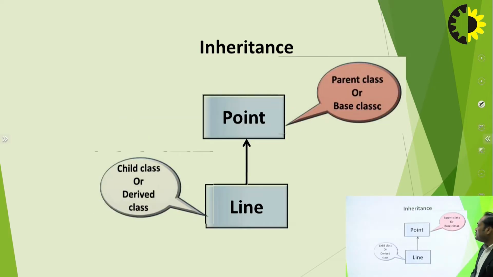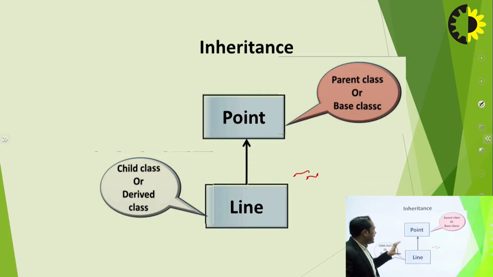So here, what is inheritance basically? If you look at this diagram, the point is the parent class or base class, and the line is called the child class or derived class. So the point is the base class and the line is the child class, or you can say derived class. A derived class can be created by using some features of the base class.